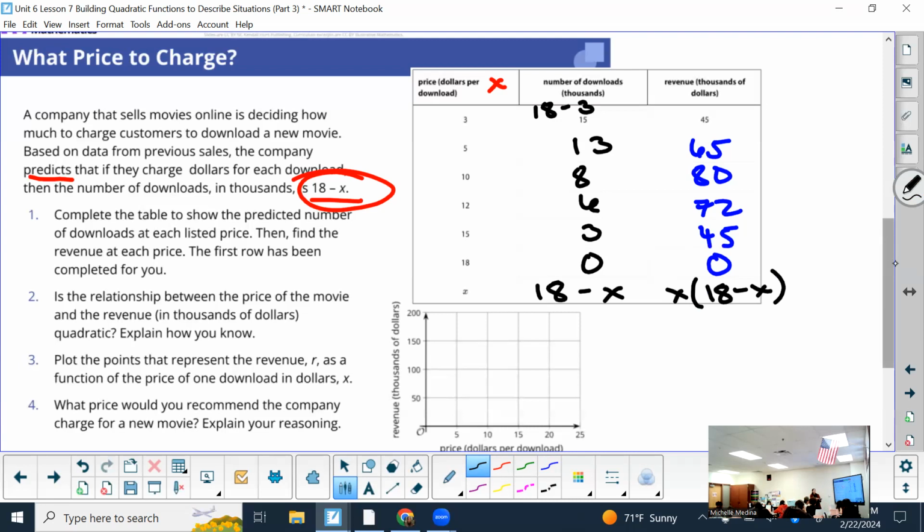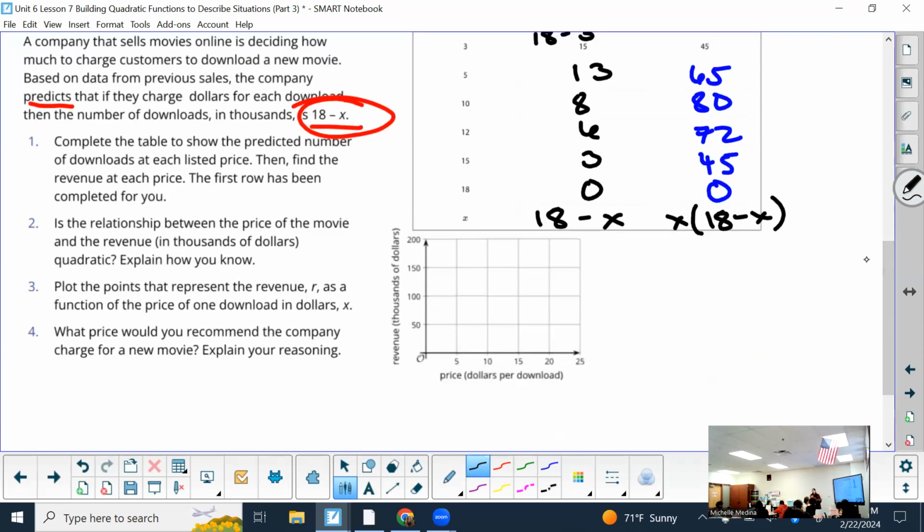Or you could also even simplify it to look more like our quadratics. When you have numbers in this setup, what do you usually do with the outside number? You can also distribute it, and I'll do it down here so it doesn't mess up my table. But what's 18 times x? What's x times negative x? Definitely going to be negative, but negative what?